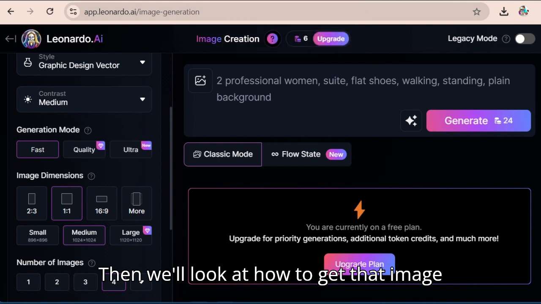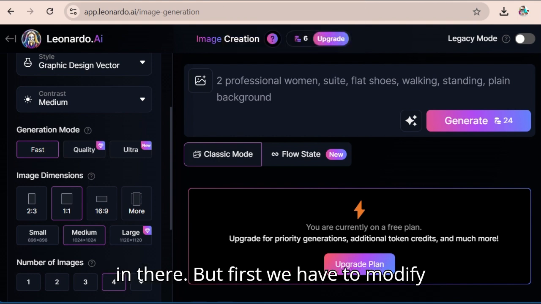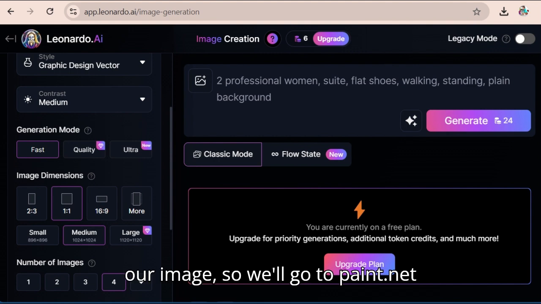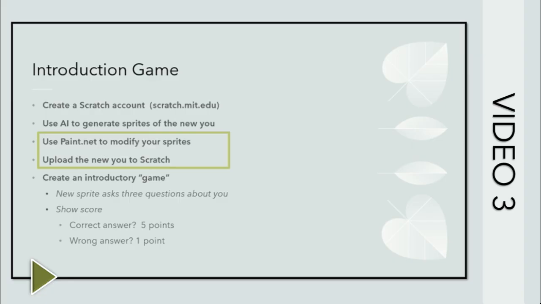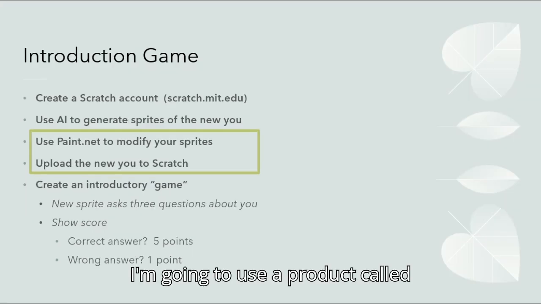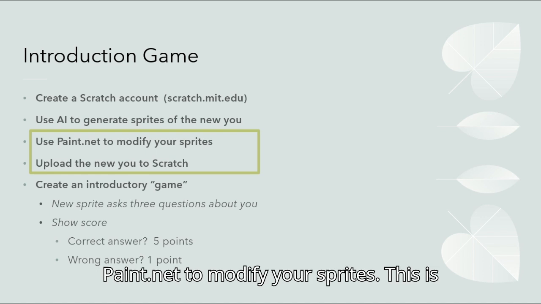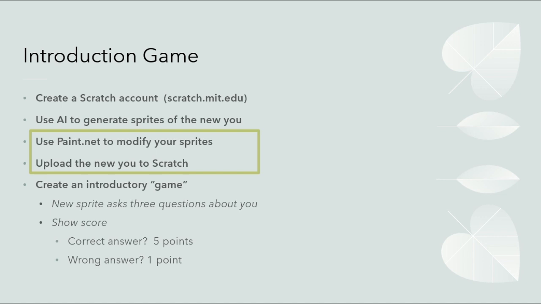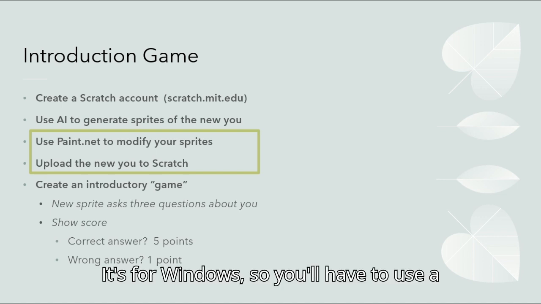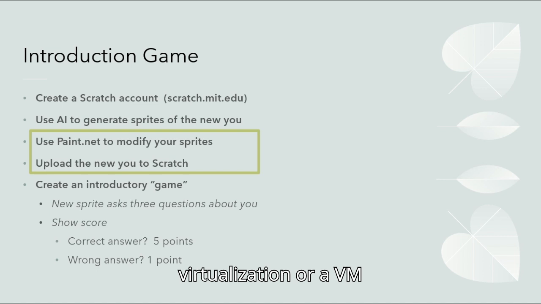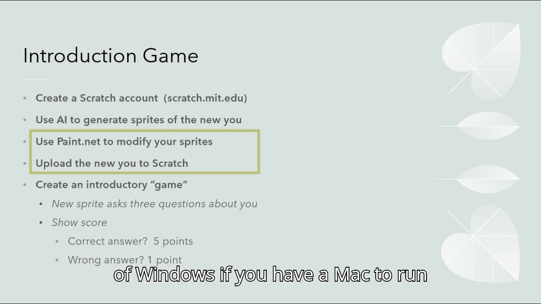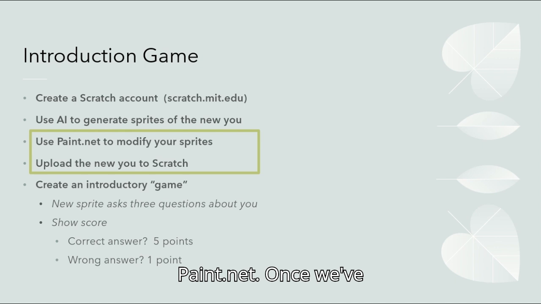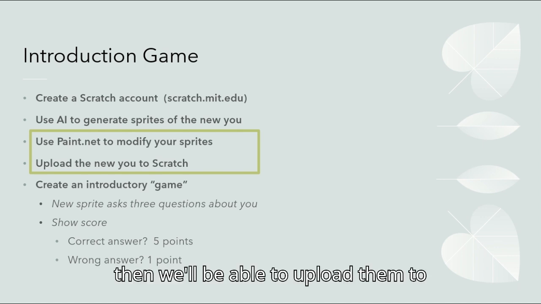Then we'll look at how to get that image in there, but first we have to modify our image. So we'll go to Paint.net next. I'm going to use a product called Paint.net to modify your sprites. This is like an Adobe Light. It's for Windows, so you'll have to use a virtualization or VM of Windows if you have a Mac to run Paint.net. Once we've modified our sprites that we got from AI, then we'll be able to upload them to Scratch.